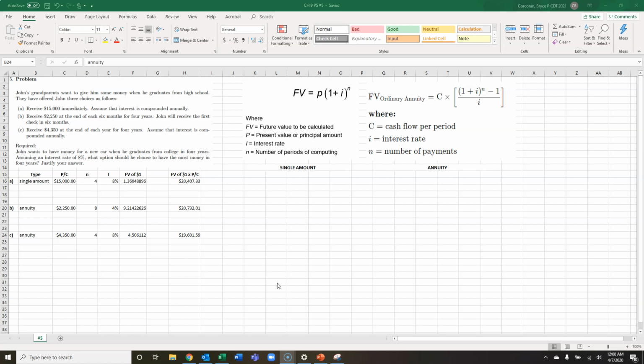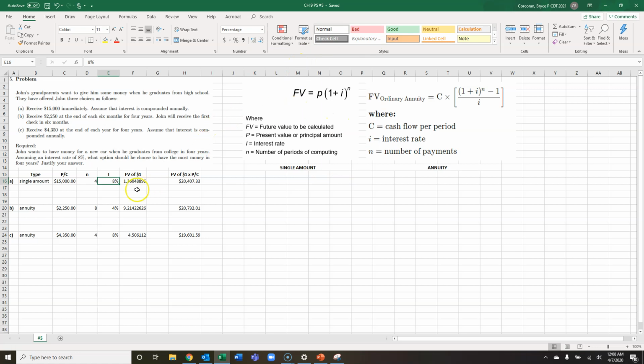So we're going to start with A. He receives $15,000 immediately and assume the interest is compounded annually. So that's just simple interest, and I've broken it up into the types here in this column. So you'll have single amount. Your principal will be $15,000 as shown here. Your N, which would be the number of periods computing, would be 4, because that's for 4 years, and I is your interest rate of 8%.